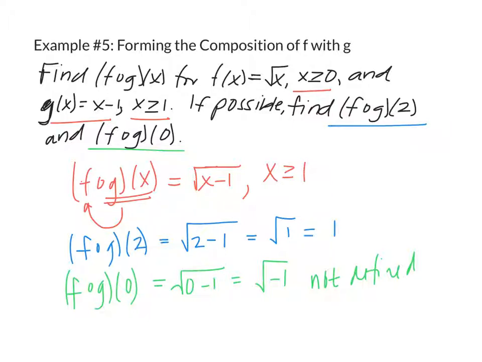Something else I want to mention on that last one, it says f of g of 0, and remember that as a combined restriction, we said that our restriction is only x values that are greater than or equal to 1. So 0 was also going to be undefined for that reason because 0 is less than 1, not greater than or equal to it.